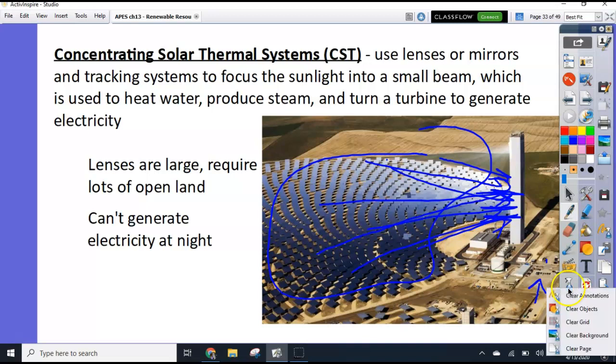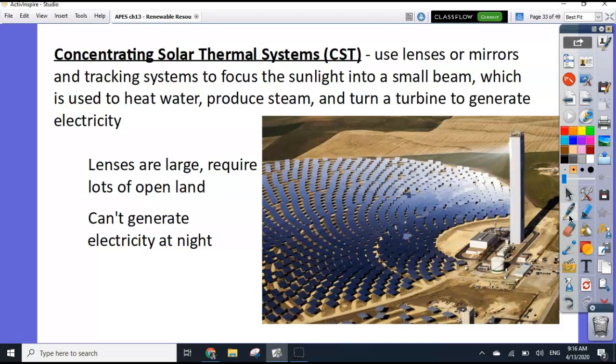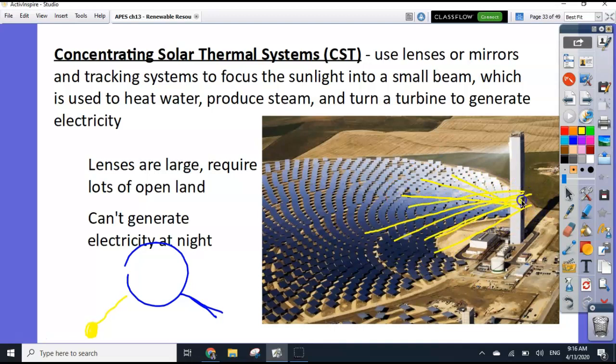Okay, so it's kind of a crazy thing to think about. If you've ever taken a magnifying glass and tried getting the sun to go through it, you'll notice it concentrates the beam. It's kind of the same idea. All of these are pointing their light so that the light is super concentrated here and can heat up this water really quickly and then generate steam and turn a turbine. The only problem is you need a huge, huge area to do it. And like all solar, you can't generate electricity at night. So there has to be the sun out.